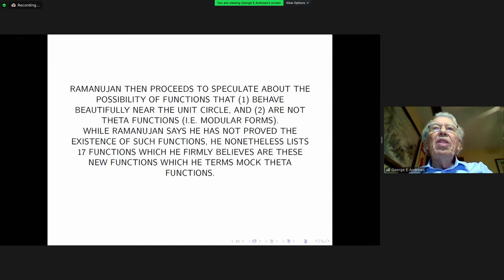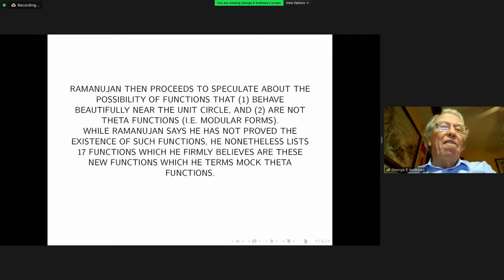Ramanujan then proceeds to speculate about the possibility of functions that, one, behave beautifully near the unit circle, and two, are not theta functions, or as we might say, modular forms. While Ramanujan says he has not proved the existence of such functions, he nonetheless lists 17 functions which he firmly believes are these new functions, which he terms mock theta functions.